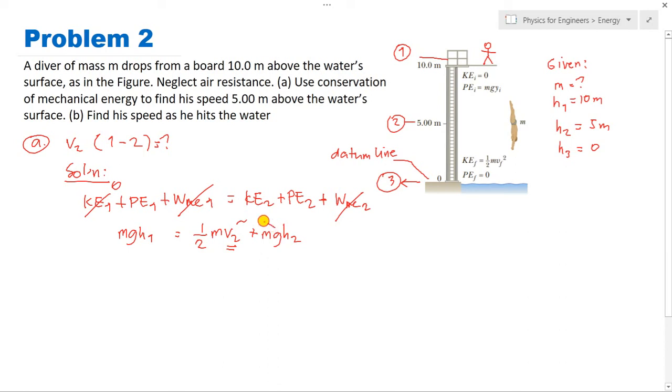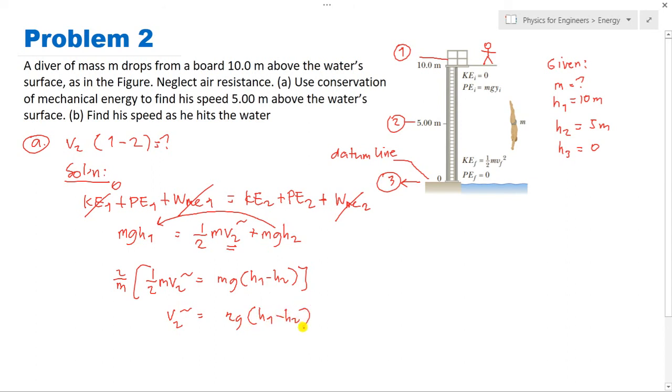Then we're going to solve for V2. So let's transfer these terms. We now have 1/2 m v2 squared is equal to mg, that is h1 minus h2, then multiply both sides by 2 over m, that would be v2 squared is equal to 2g(h1 minus h2). Okay, and then take the square root of both sides. We now have v2 is equal to the square root of that. Then we can just substitute the values. So g is 9.81, h1 is 10 meters minus h2 is 5 meters.